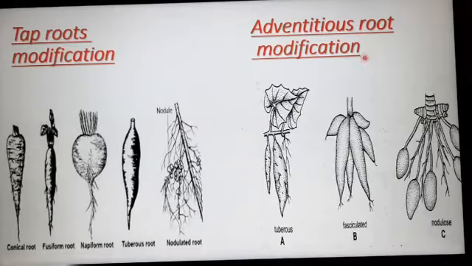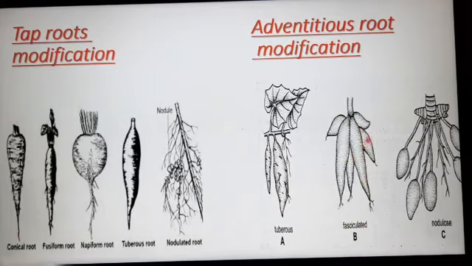Adventitious root modifications: you can see here tuberous root, swollen without any shape, produced singly, never in a cluster. Example: sweet potato. You have to write the example in your notebook also. Okay, fasciculated root, several fleshy roots that occur in a cluster.